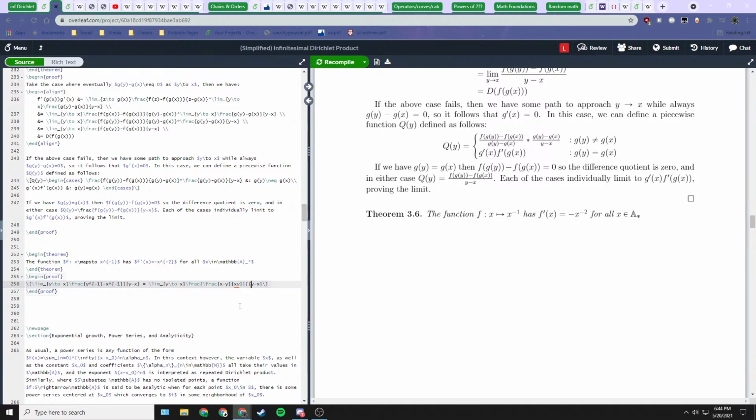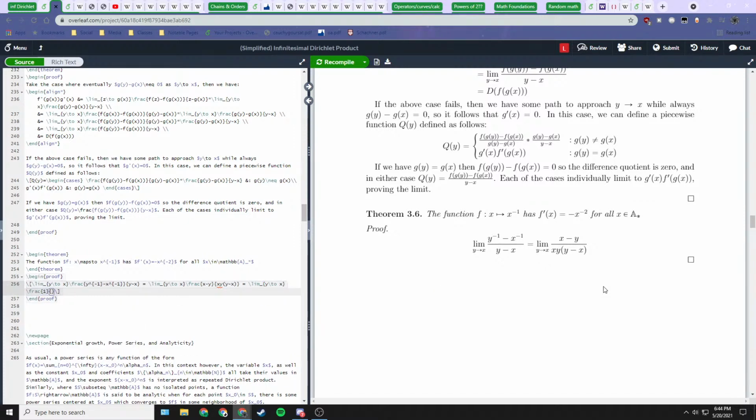Alternatively, we could just have xy, just like that. Yeah, because this is just some simple algebra. And then this is just the limit as y goes to x of our fraction, negative 1 over xy, which is negative x to the minus 2 by continuity of the reciprocal.